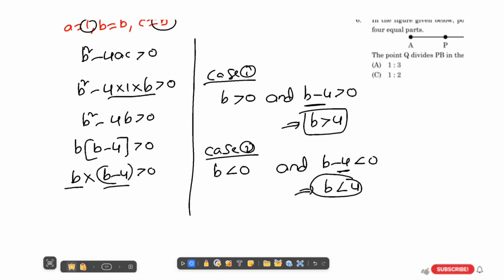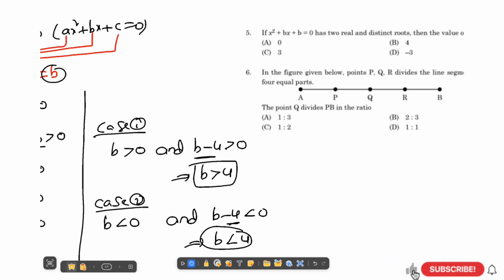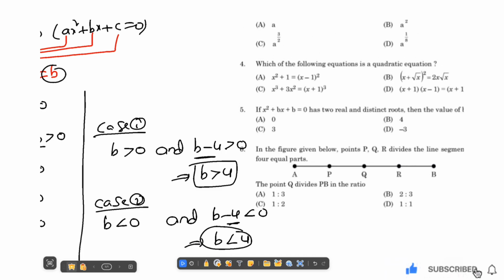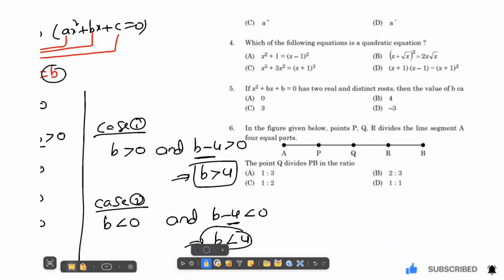So in the options, do we have these values? Let's take case 1. b should be greater than 0. So here option B is greater than 0, option C is also greater than 0. b should be greater than 4. Here there is no value which is greater than 4. So not 0, not 3, not 4 is greater than 4.